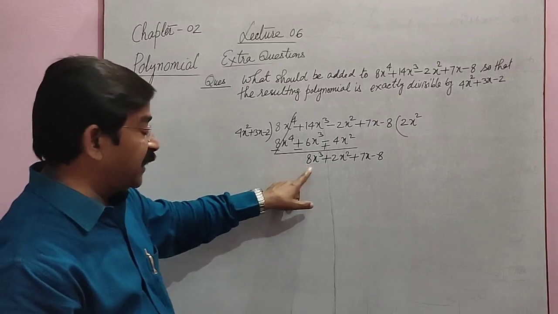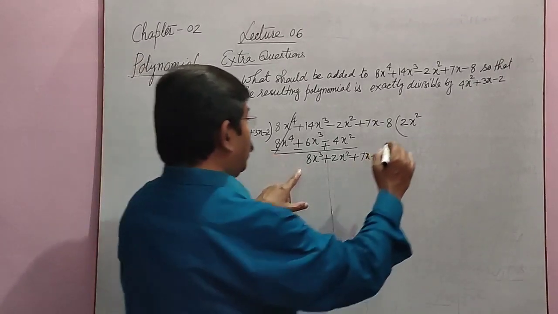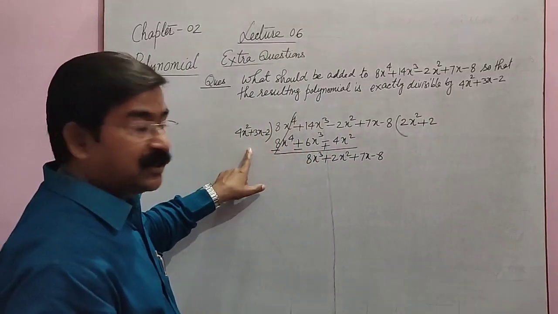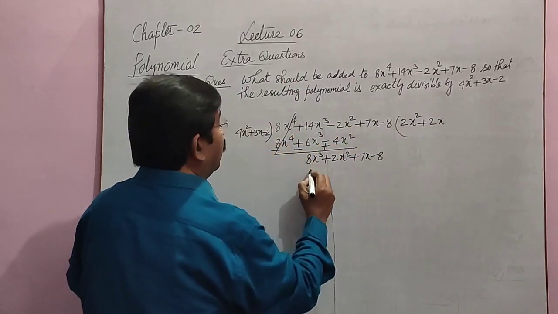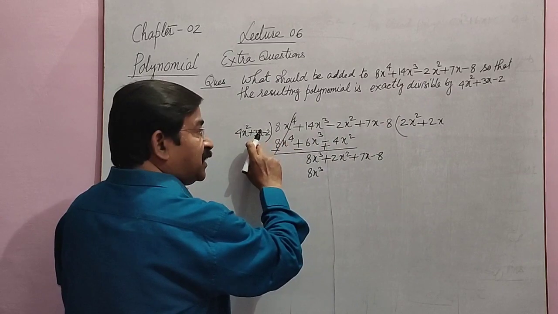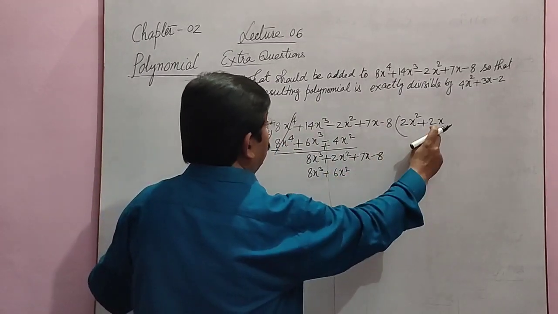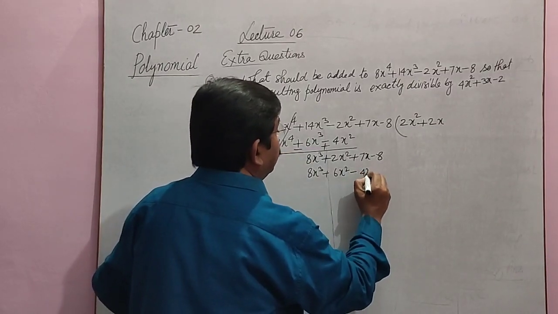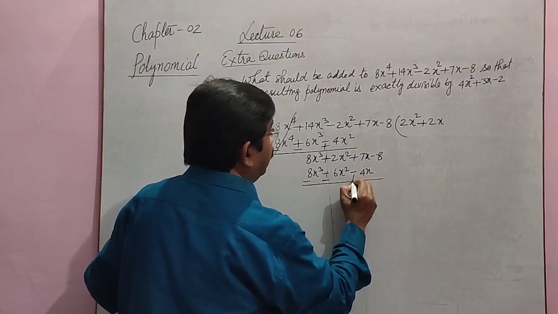Now we have 8x cube, the first term in dividend. 4 2s are 8. So plus 2 times. Here we have x cube and x square, x times. So 2x into 4x square is 8x cube. 2x into plus 3x, plus 6x square. And 2x into minus 2, minus 4x. Again subtract this. Minus, minus and plus.